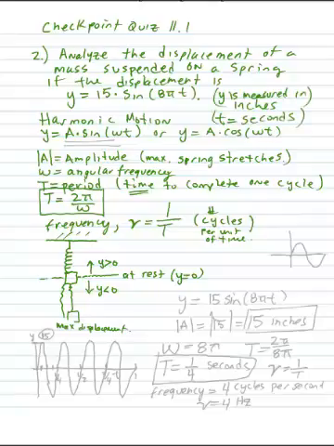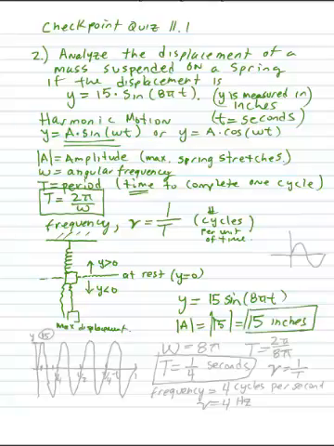We want to compare our particular equation, y is equal to 15 sine of 8 pi t, with our basic harmonic motion equation. It tells us that the amplitude is going to equal the absolute value of 15. The amplitude is 15 inches.